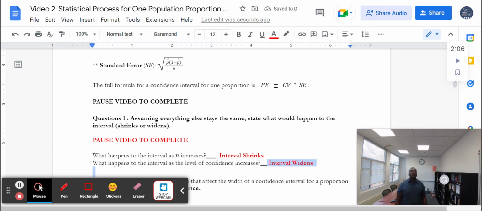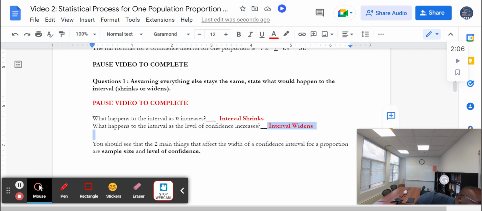Some takeaway messages from these two questions: you should be able to understand how the confidence interval is impacted by sample size and the level of confidence. The inverse is going to be the opposite. When n decreases, the interval would widen, because there's more variability in terms of knowing what the parameter is. And if the level of confidence were to decrease, the interval would shrink.